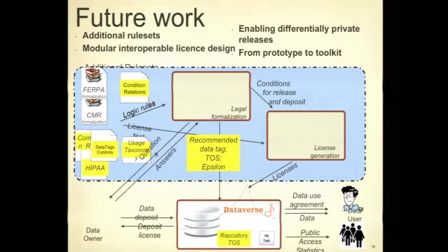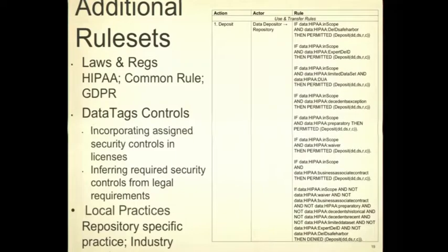There are a number of places to extend this. First of all, we have a number of other laws that we're interested in. Second of all, we have some interactions between the laws that we want to be able to express. Third, we are looking at how to express reasoning over transformations like differential privacy. And fourth, this is a prototype and we would like it to go to a toolkit.